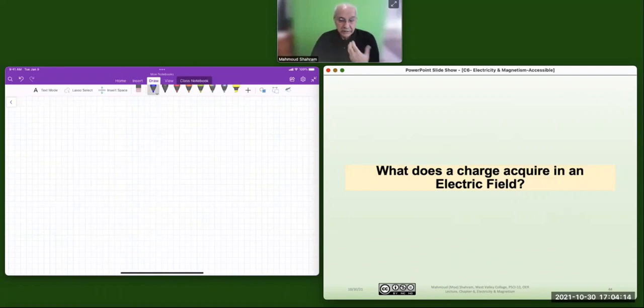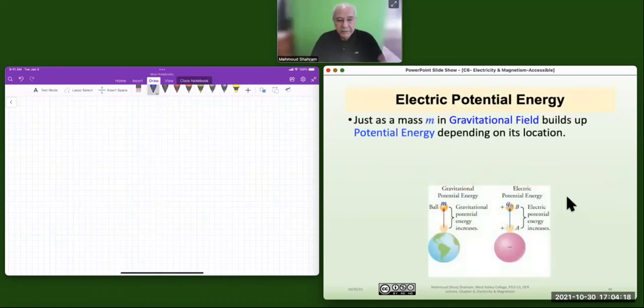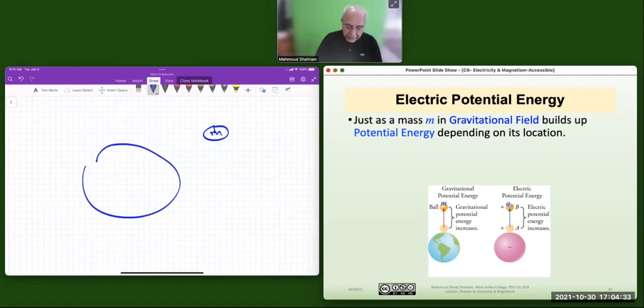What happens when you have a charge in an electric field? Well, it gets influenced, right? So how does it get influenced? What we learned in the gravitational case: you have one mass here and another mass here. They're attracted. It depends on their distance, and as you move these masses away from each other, you are building a potential energy, just like when I mention that if I move my pen from the surface of a table up, I am building a potential energy with respect to the surface of the table.